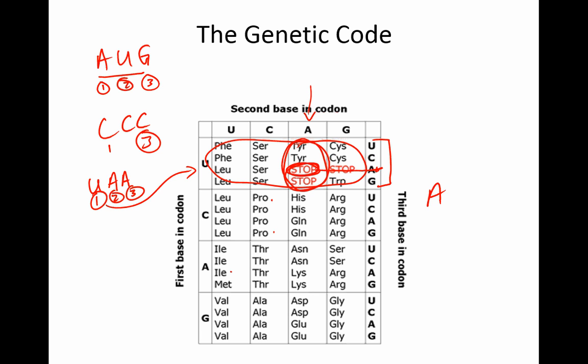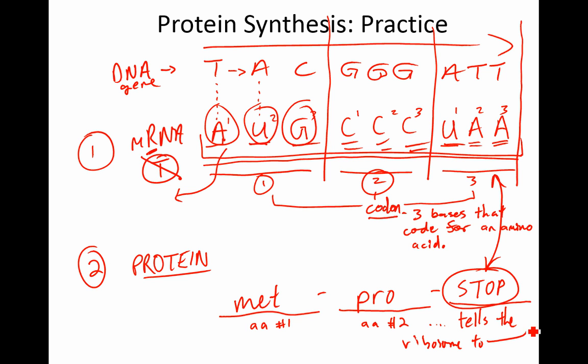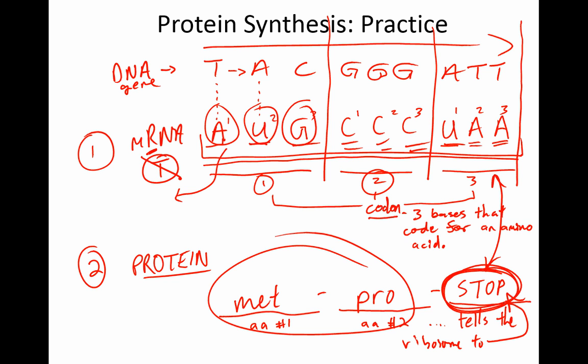I wonder what the ribosome should do here. Let's see. Well, I guess it should stop, right? So what you've seen here is a stop codon, and this stop codon tells the ribosome to stop. So you're done. So the question is, how many amino acids are in this protein, and what are they? There are 2 amino acids in this protein, methionine and proline. Stop is not an amino acid. It is an instruction to tell the ribosome to stop.